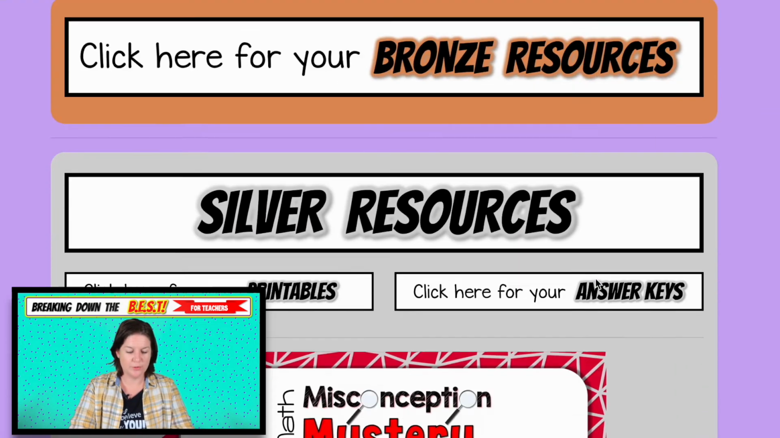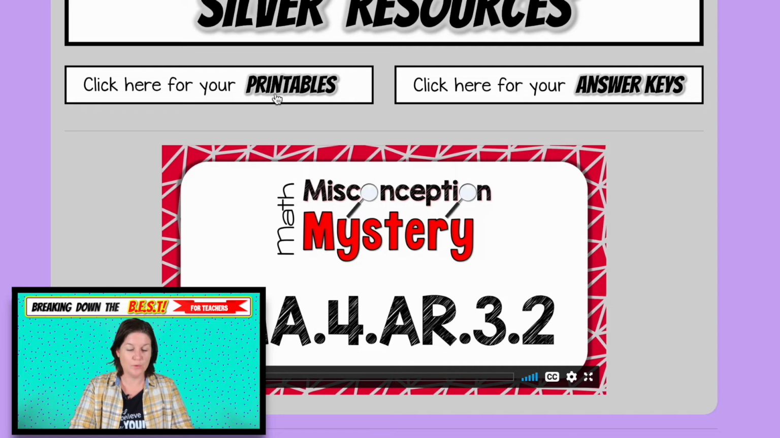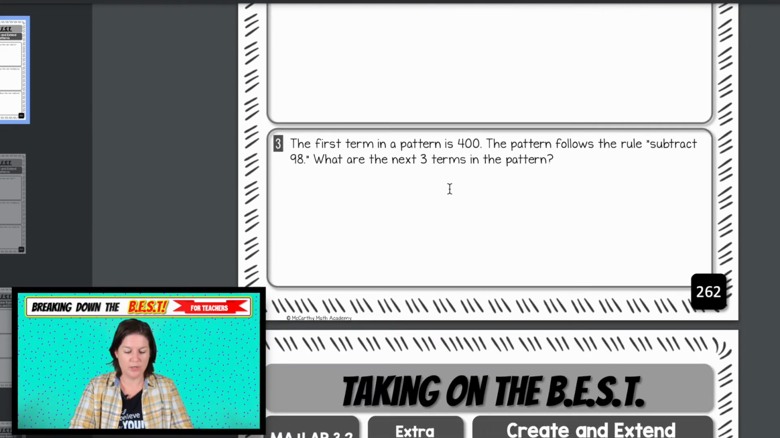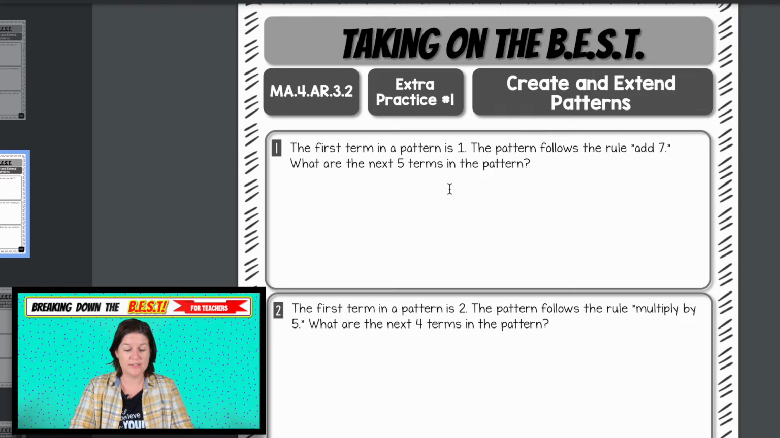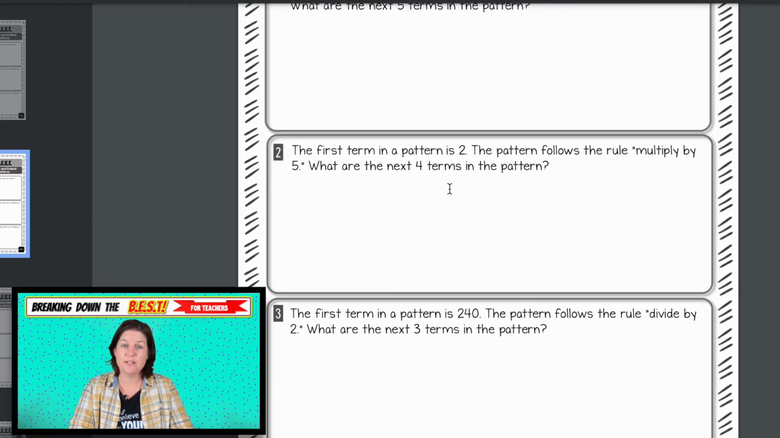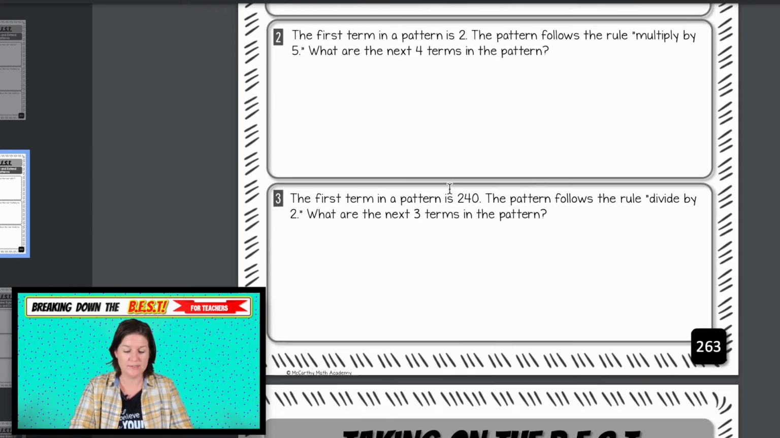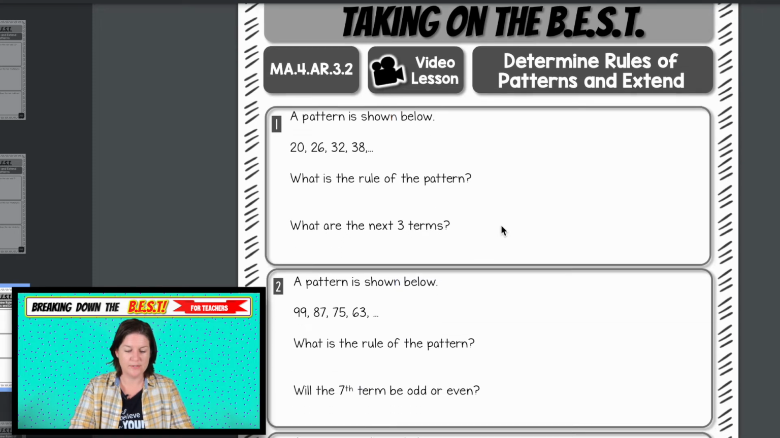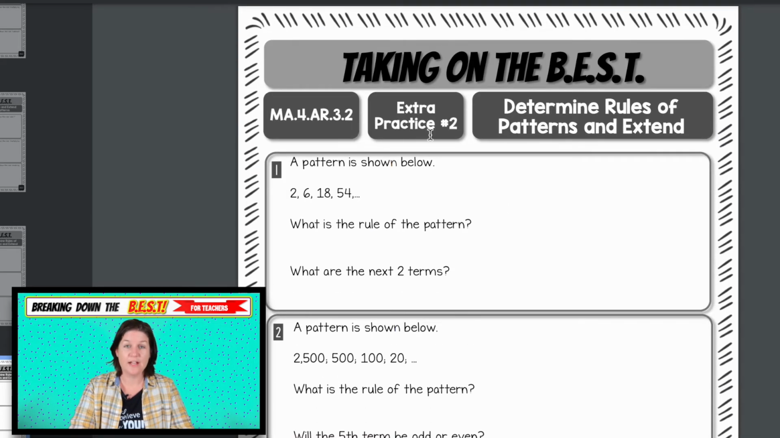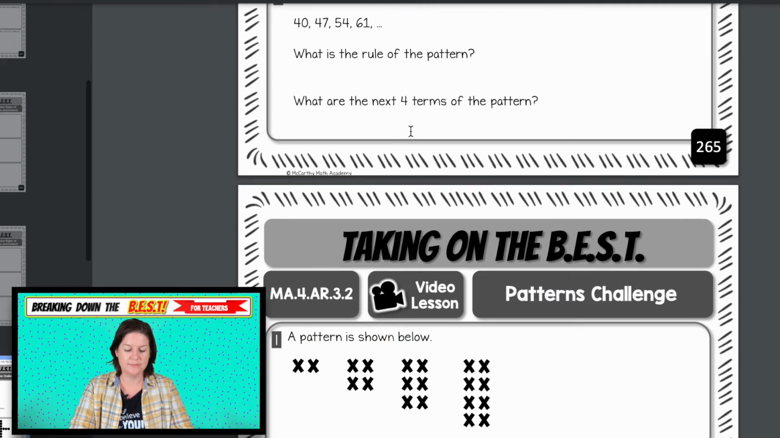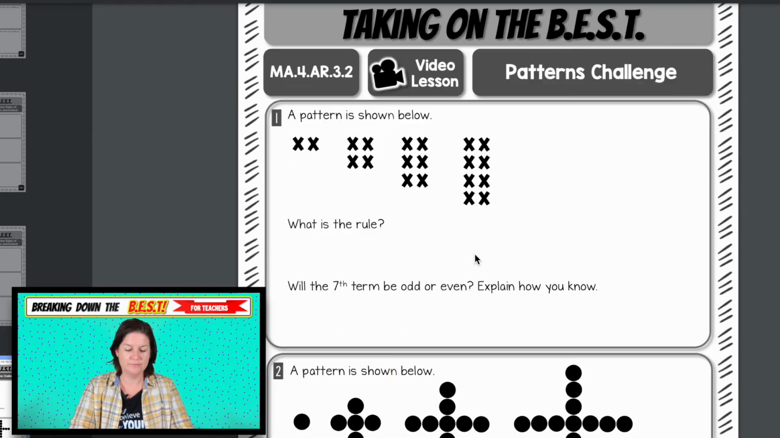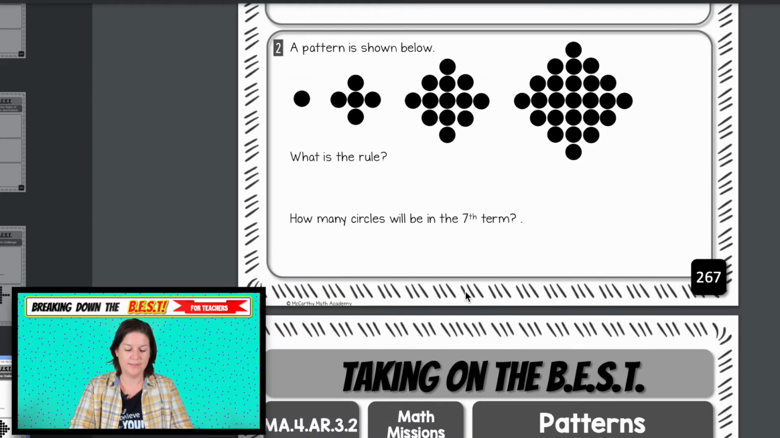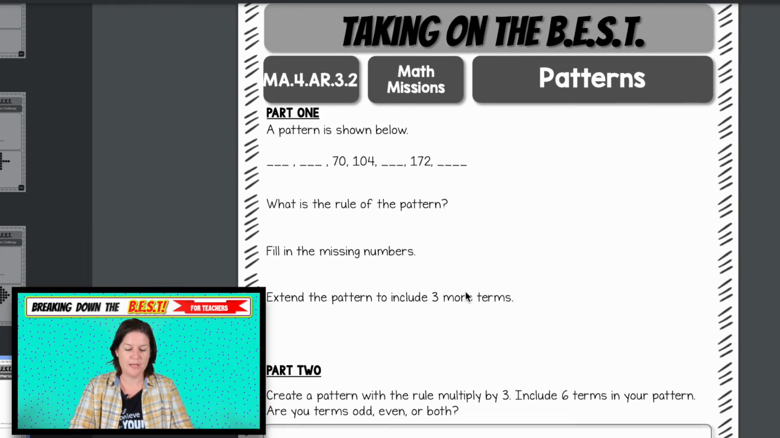If you have the silver or the gold, you also have access to more resources. So here's a video lesson in the bronze. And then you have extra practice. That does not have a video lesson, but it's extra practice for your students to practice after they've seen the lesson. This is the video lesson. This is the extra practice. Video lesson, extra practice.